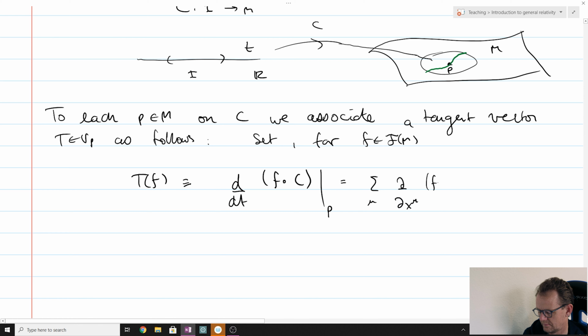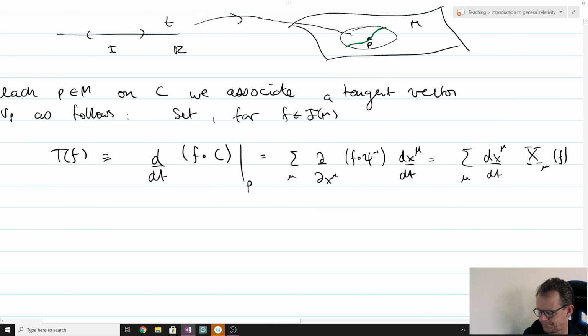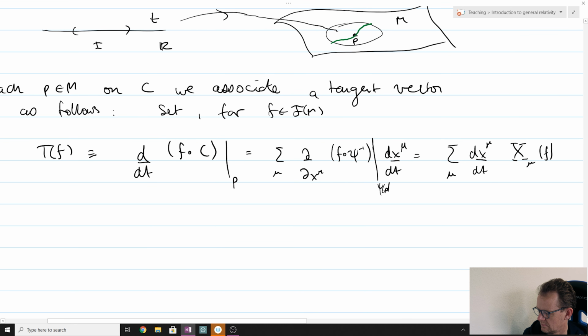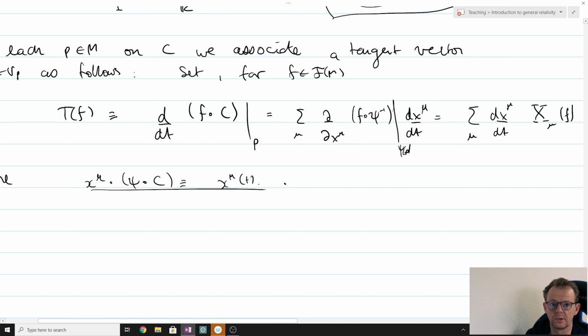And then it's just a chain rule away from expressing things in our old notation, big X mu of f. I've introduced some notation here. The muth component of psi composed with C is just called x mu of t. Okay, so that's how we get from a curve in a manifold to a directional derivative operator.